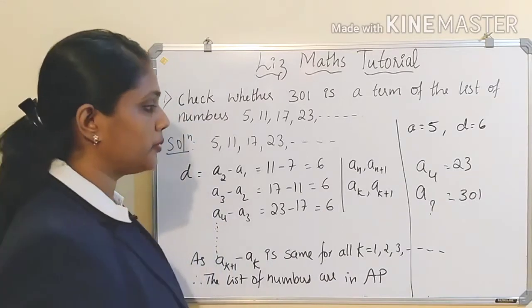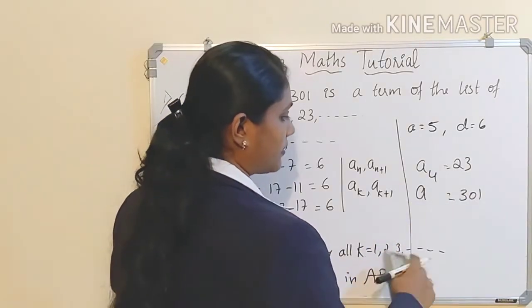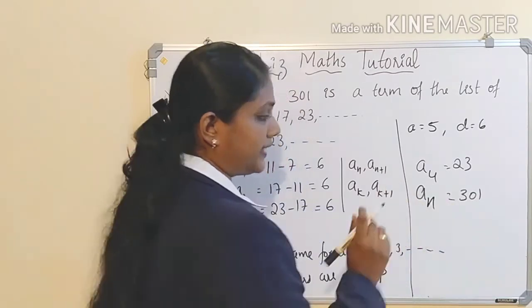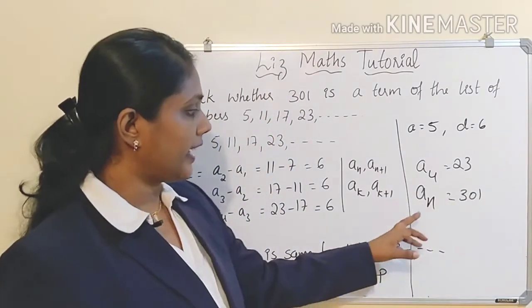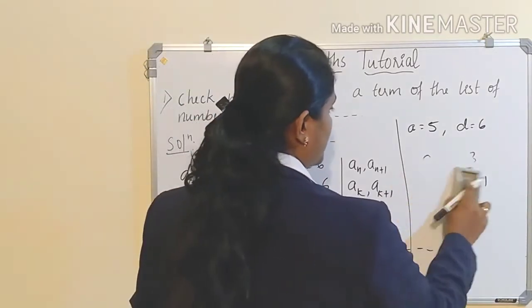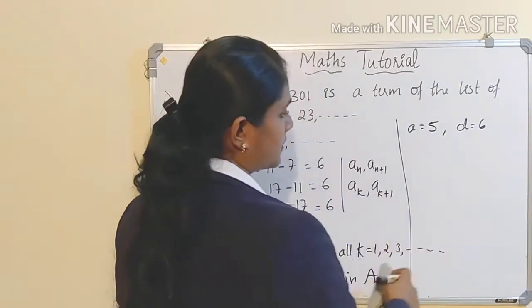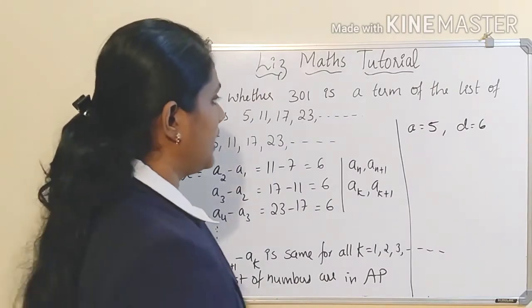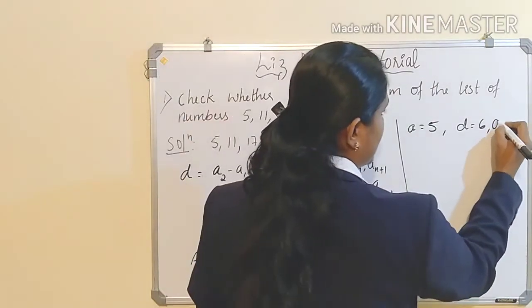So what we have to do is write N in the place of what we don't know. Got it? So that AN term we are taking as 301. Okay? I hope you understood. Now, AN is 301.